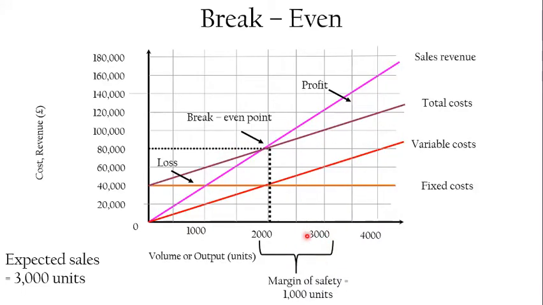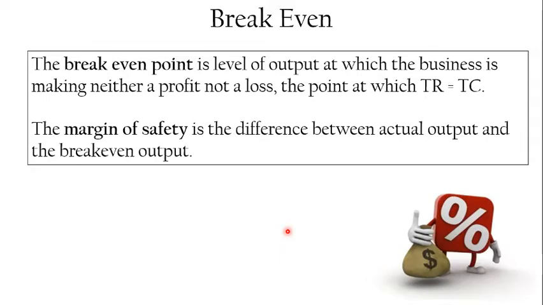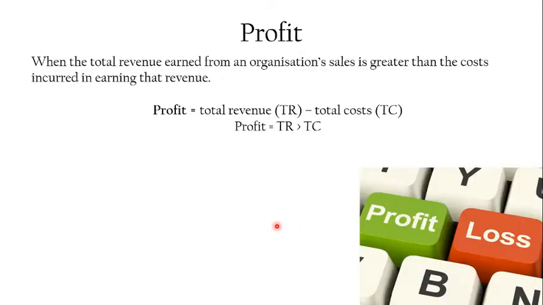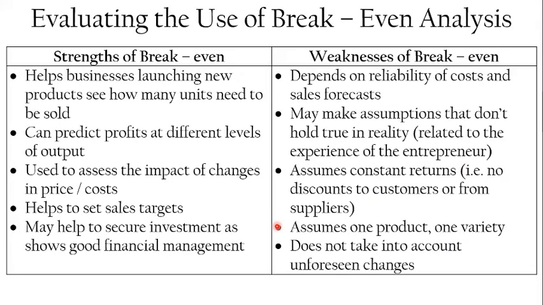This business is expecting to sell 3,000 units. Okay, that gives them a margin of safety of 1,000 units. That means if they sell 500 less than they're intending, they're still making profit on 500 units. So there are a couple of definitions for you there. Profit is really important. It occurs when total revenue exceeds total cost, and we start to make a profit after we've exceeded the break-even output.